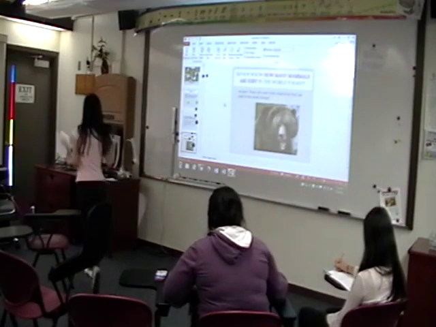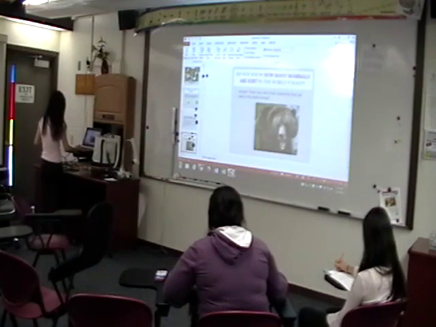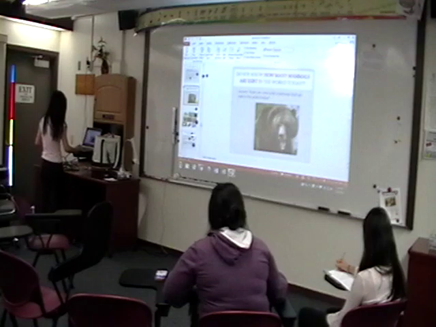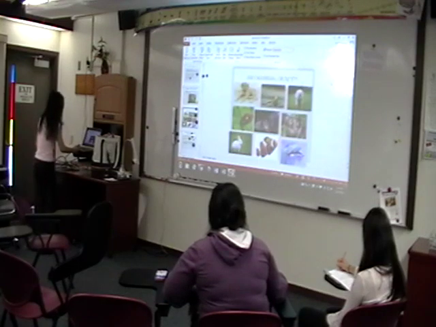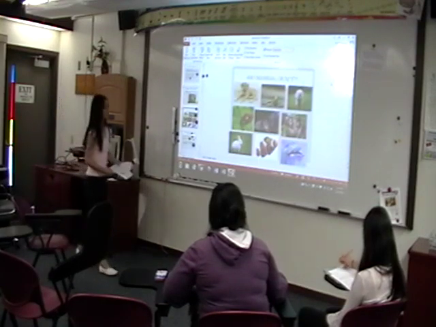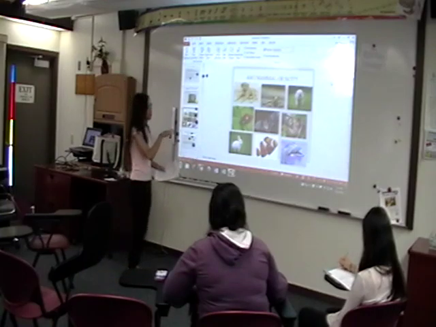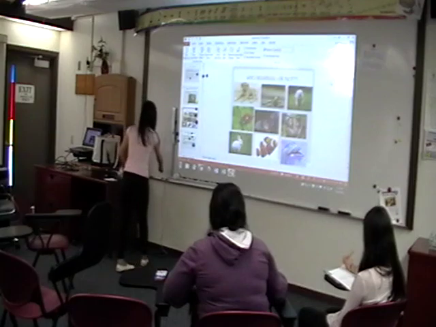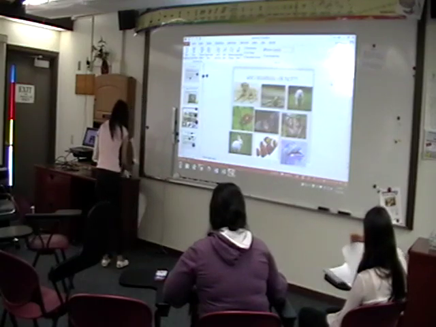Okay, very good. So next page. Look at this picture and write down the names of the mammals and not mammals in the boxes. I'm going to write the names down just in case you don't know how to spell them.